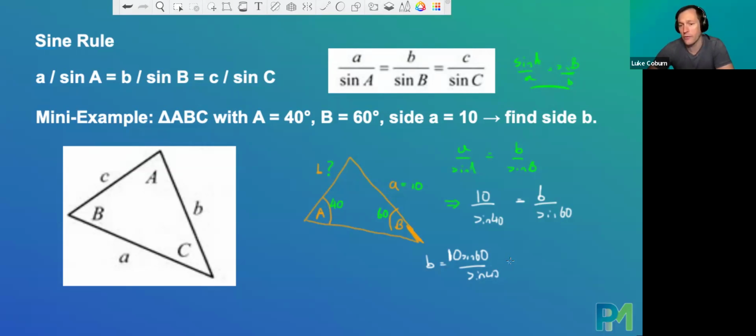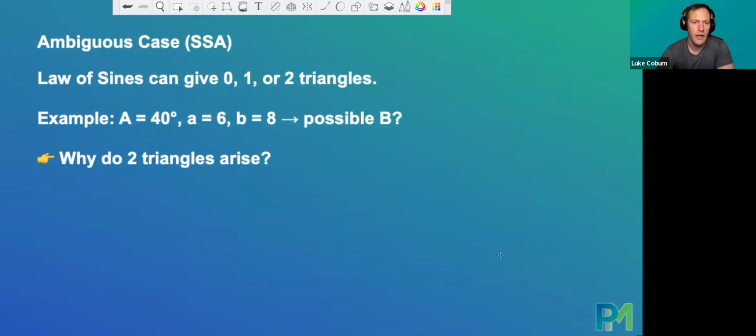And now to work that out, we'd have to sub in the values, use the calculator and so on. I'm just going to leave that there to give us more time. Now, there is one case that's actually kind of interesting. It's actually kind of ambiguous. So let's have a look at this for a second.